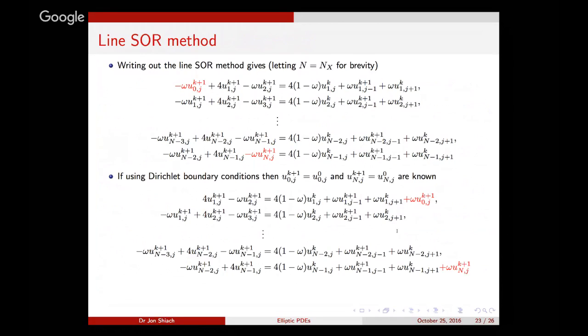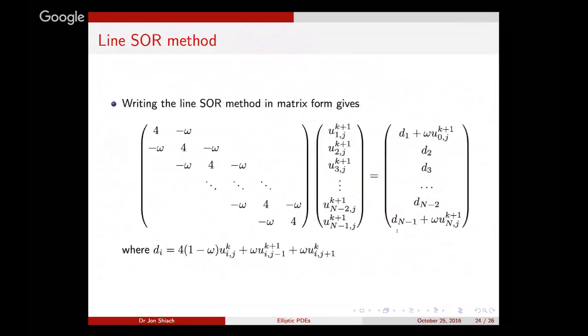Now what I've got is, if I had 5 equations in my row, I've got 5 equations and 5 unknowns. So all of these u's on the left are unknown to me. Everything on the right, I know what the value is. So we have a linear system which we can solve. Another way to write it is in that form.